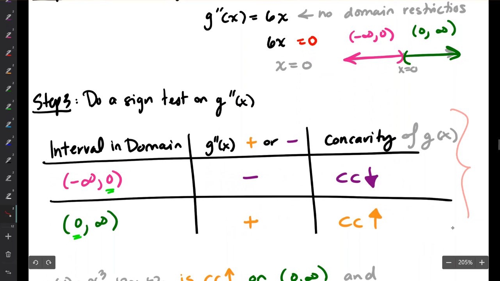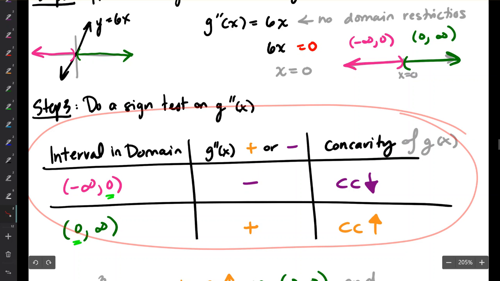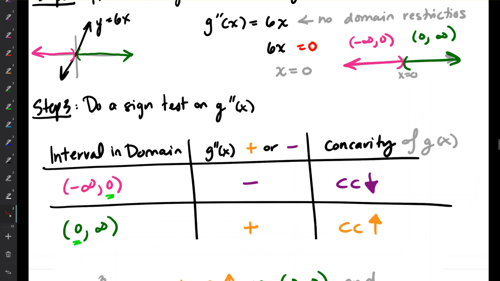Now this might seem like overkill because you do know g double prime is a line, y equals 6x. Pretty steep slope there. I think it's also reasonable to just say, oh my goodness, y equals 6x is positive when x is positive, and it's negative when x is negative. But just to model the structure that we've been doing, I've gone ahead and done the sign test on the second derivative with a table of values. But this is perfectly fine for a justification for me.